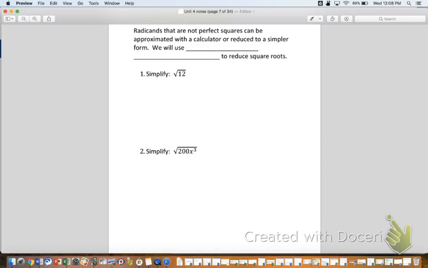So the question becomes, what if you have a radicand that is not a perfect square? What do you do with that? So one of two things. You could approximate it with a calculator, and at times we will do that. Or it could be reduced to a simpler form, and we will use factor trees.